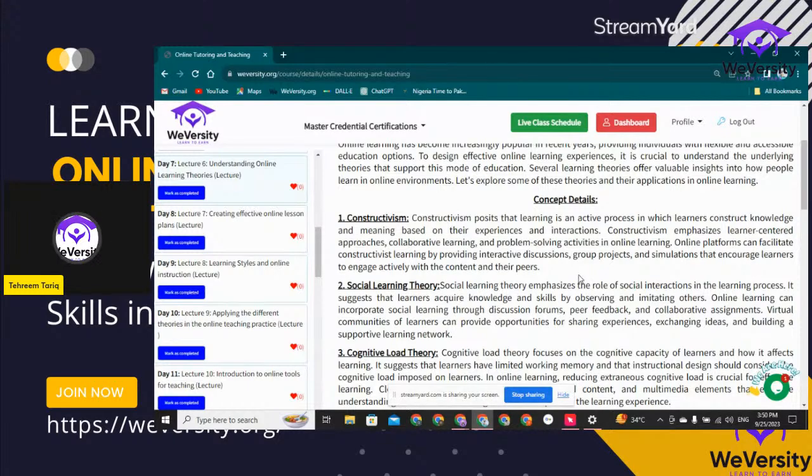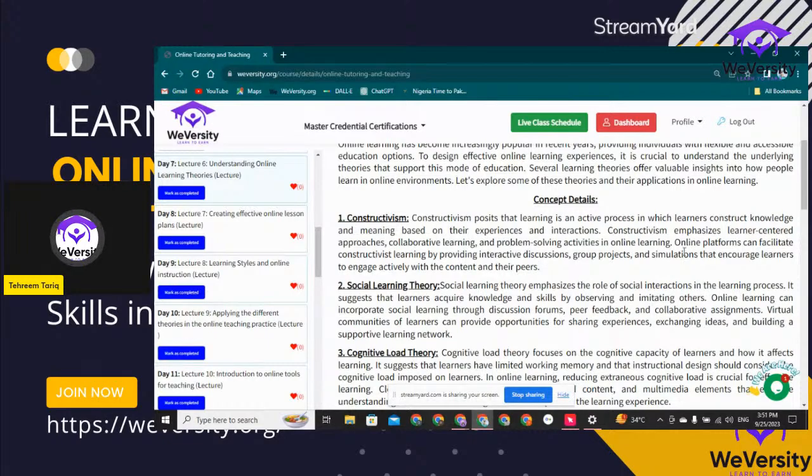I hope you are clear with the concept of constructivism. As a virtual tutor, as a virtual educator, you have to assign them group projects so that they may learn through their behaviors and the experiences they are going to get in group projects, simulations, and discussions with their peers.